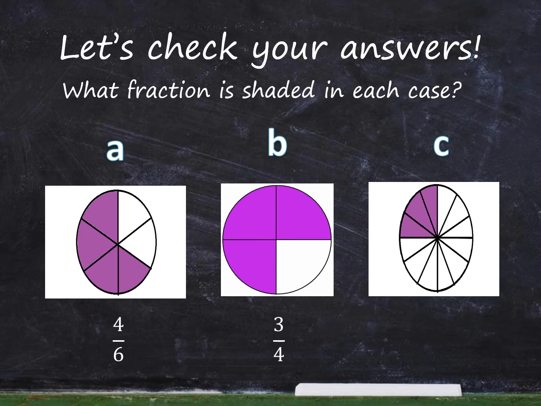And lastly, number C. Into how many parts is this one divided? 1, 2, 3, 4, 5, 6, 7, 8, 9, 10, 11, 12. So it's divided into 12 equal parts. How many of those parts then shaded? 3 out of the 12 parts is shaded.